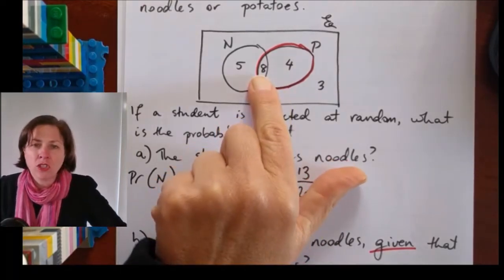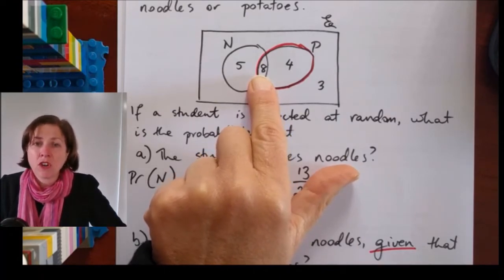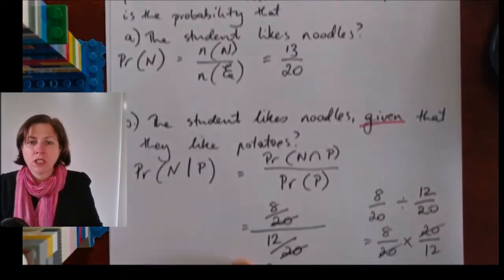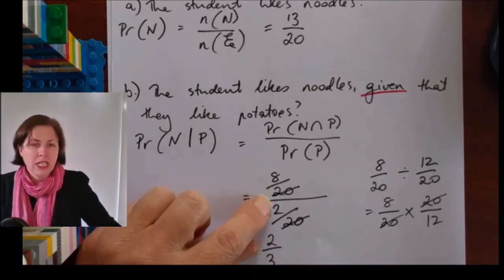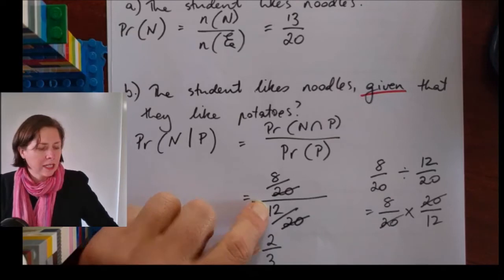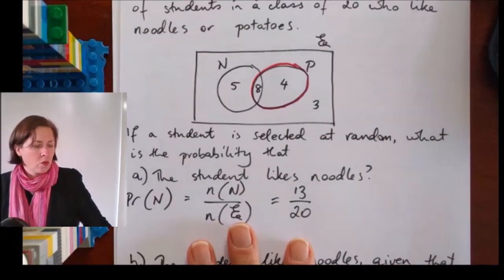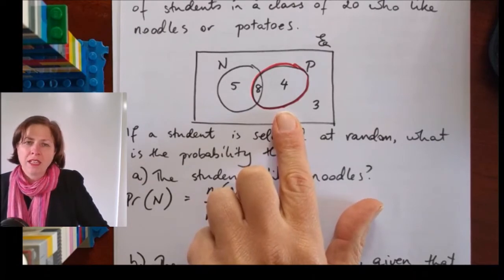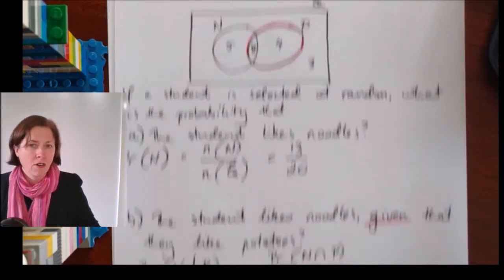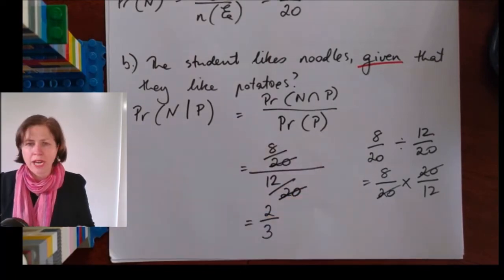8 of the students in the red circle like noodles. So my answer is going to be 8 over 12, which is what I got here. So the formula comes from our intuitive understanding, but you can go with this if you're more comfortable with that. Sometimes you won't have a Venn diagram. You'll just have numbers and you'll need to go with the formula. So make sure you practice both.